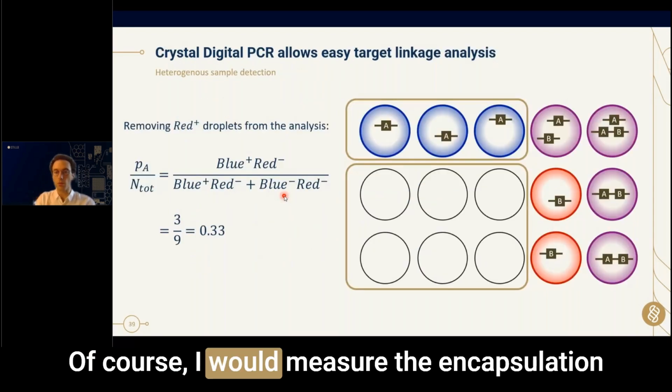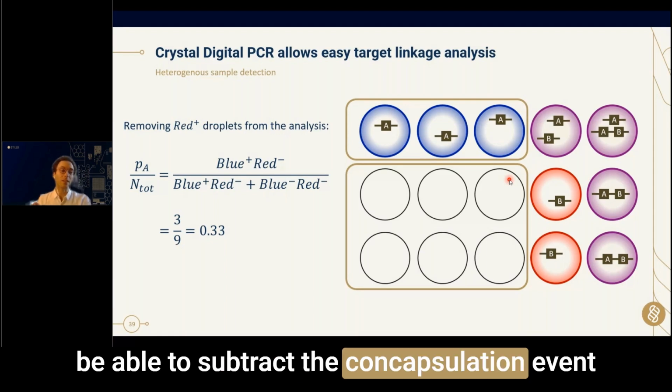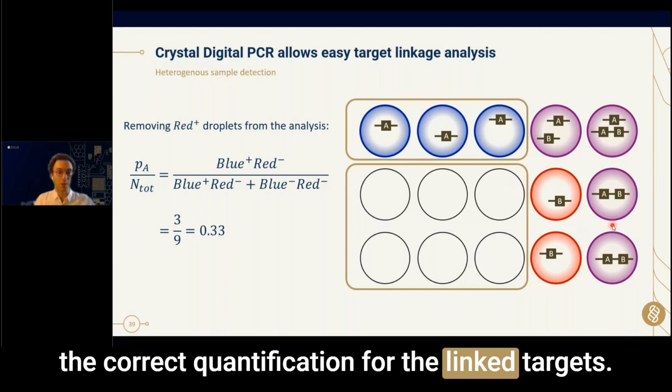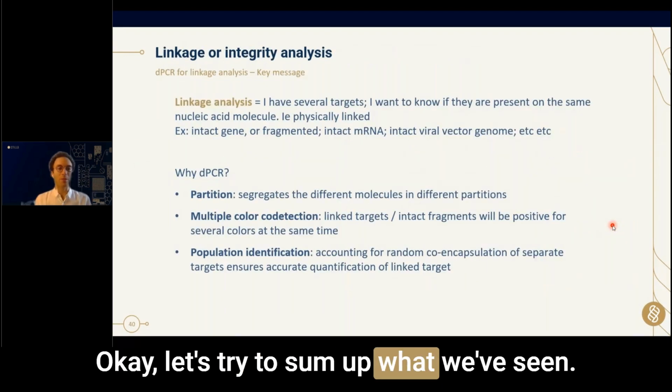Of course, I would measure the encapsulation rate of target B in a similar way, and then I would be able to subtract the co-encapsulation event from the double positive droplets, and I will find the correct quantification for the linked targets. Okay, let's try to sum up what we've seen.